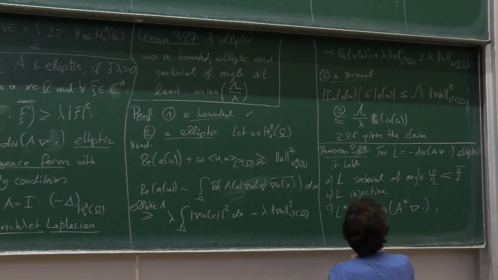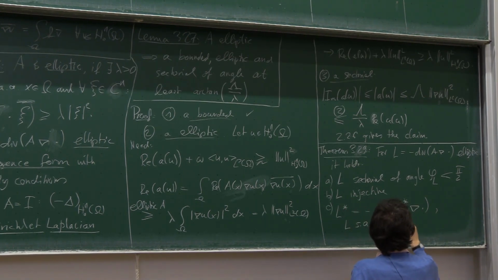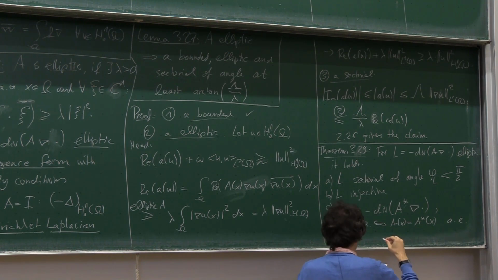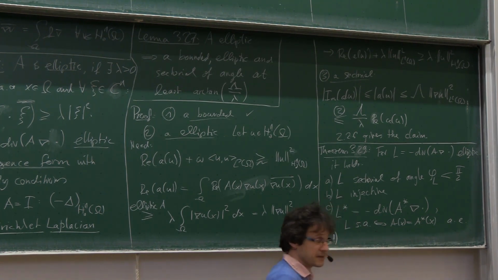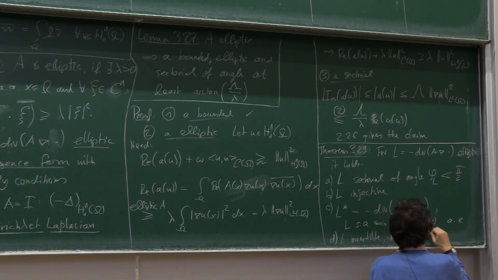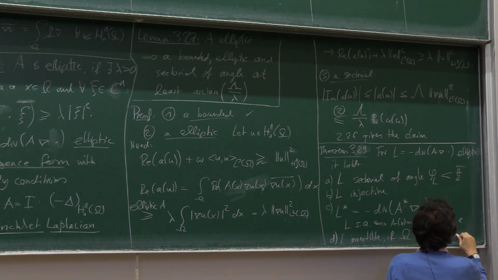This immediately also implies that L is self-adjoint if and only if A is Hermitian almost everywhere, so if A and A star coincide almost everywhere. And last thing, and this is where the Poincaré inequality comes into play, you can even have a sufficient criterion for L being invertible. L is invertible if omega is contained in a strip, so if you can apply the Poincaré inequality.